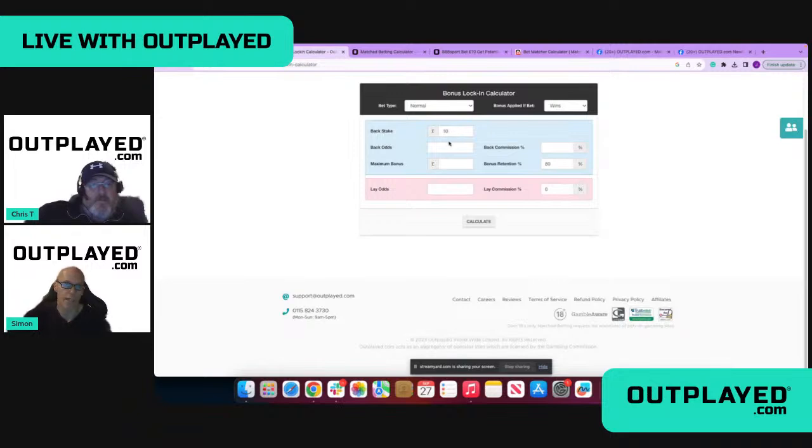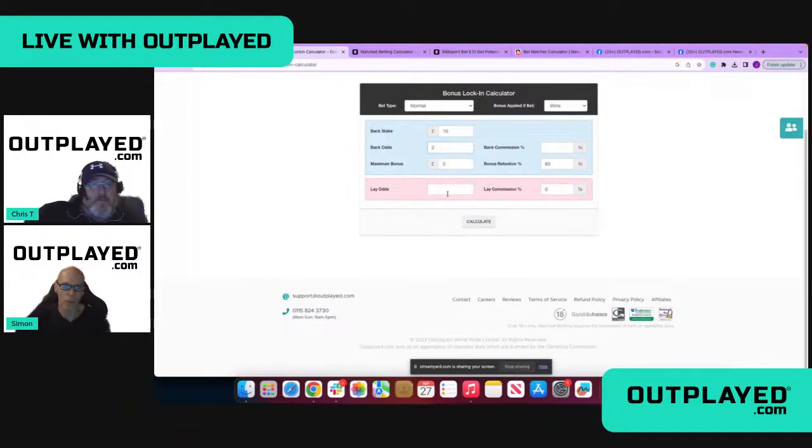So bet £10, maximum bonus is 5, and it's a free bet. So I would say you've really got to aim for £4 profit from this one. So I'm going to leave that at 80%, just because it's very, very tight whether it's going to be profitable or not. Now I'll show you one that's not eligible.